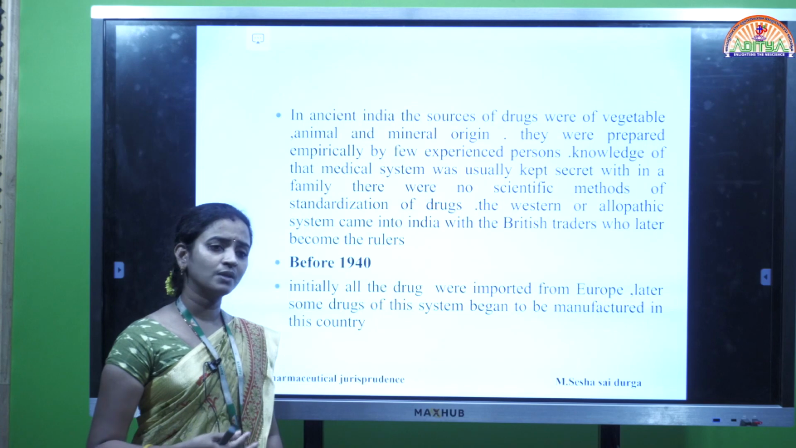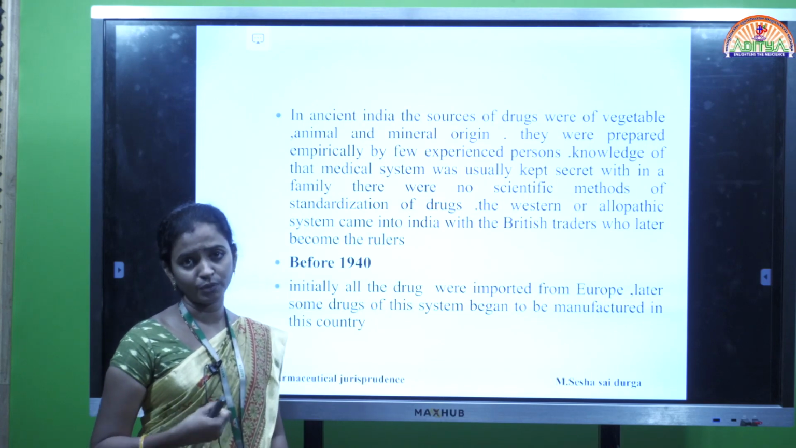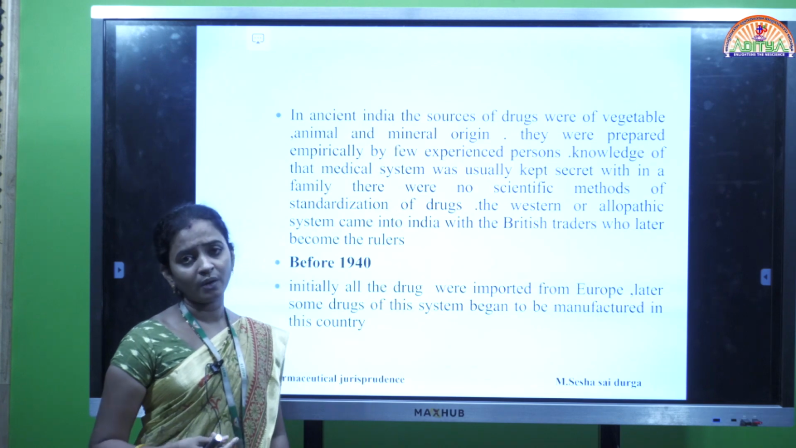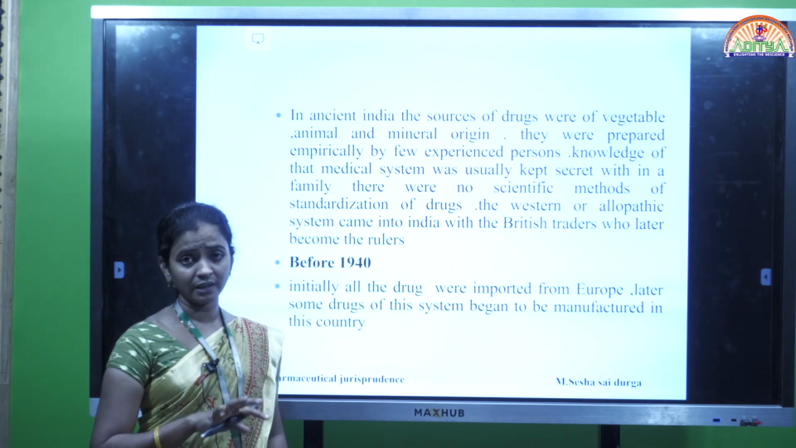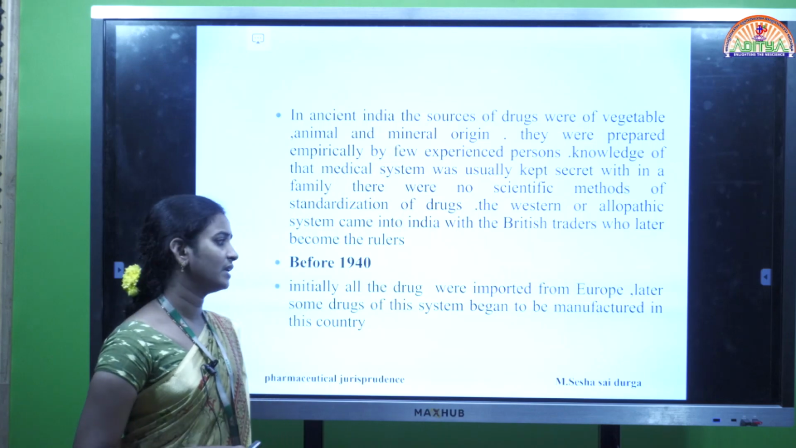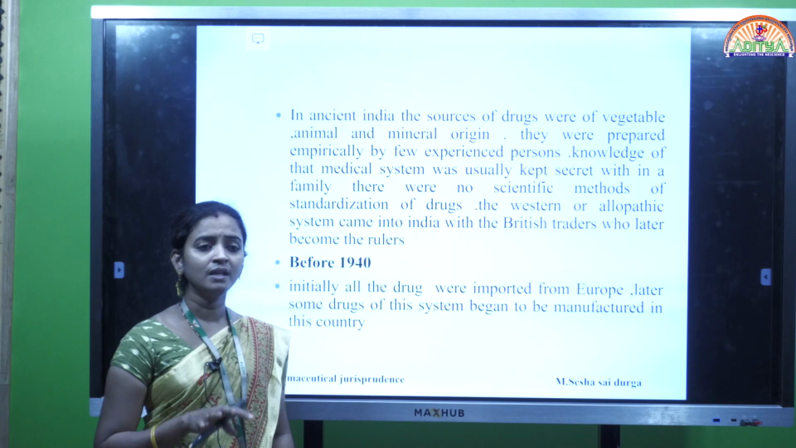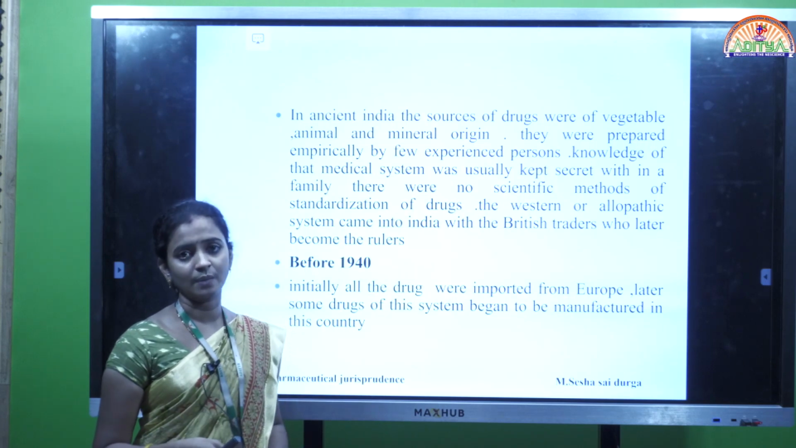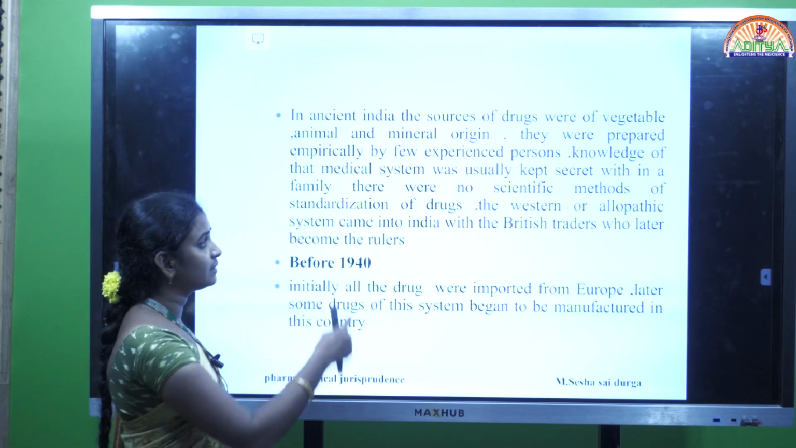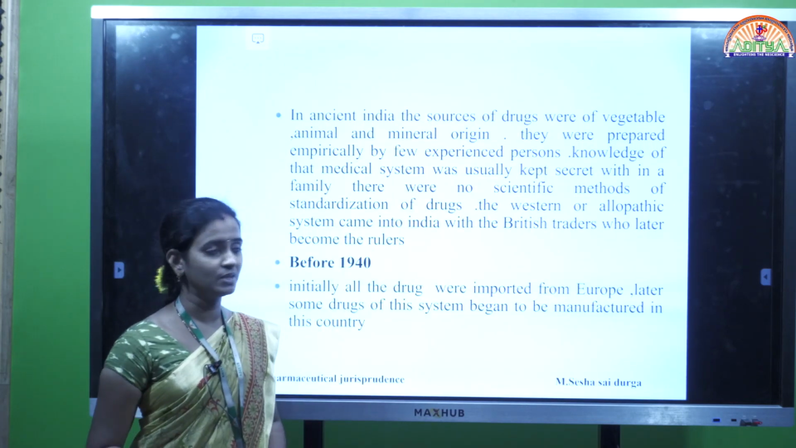Due to that situation, a number of lives were lost at that time before 1940. We did not have a special focus on the healthcare of our public. So then the Indian government decided that definitely we require a special act to control all these systems. So in the year 1940 this Drugs and Cosmetics Act was established.